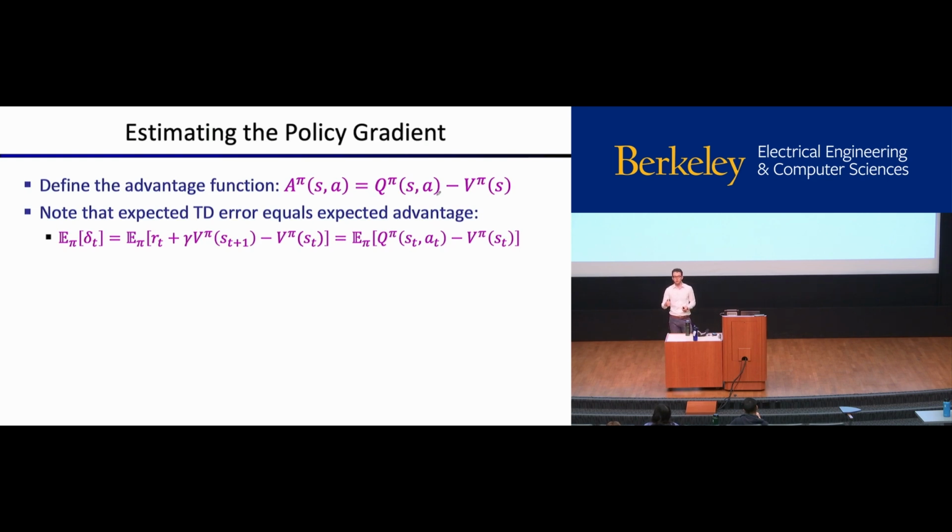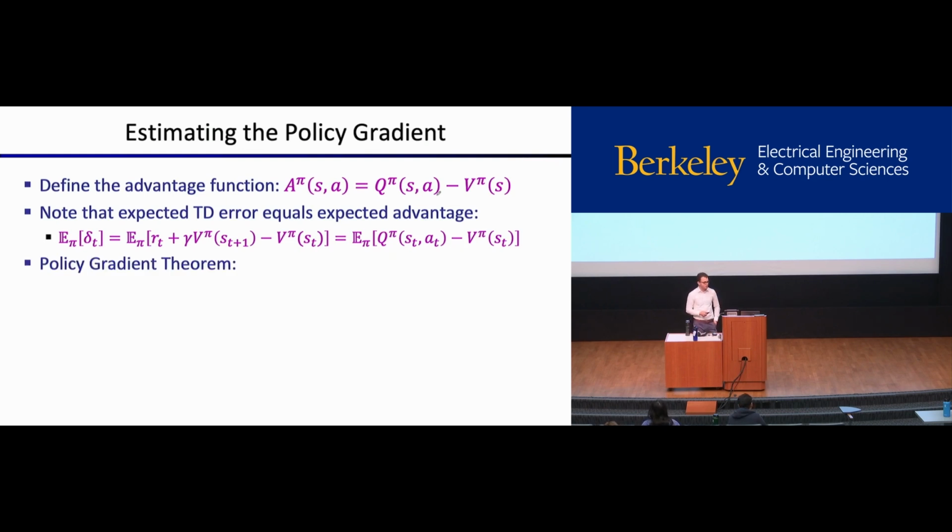I should increase my value of state S. So whenever I'm surprised, that's my TD error. The expected TD error turns out to equal the expected advantage. So this is nice because now we have a way of estimating this advantage. We can just estimate the TD error. If we want to estimate this A, we can just compute the TD error. We know how to do that from previous lectures. So we take samples of A by taking the TD error.